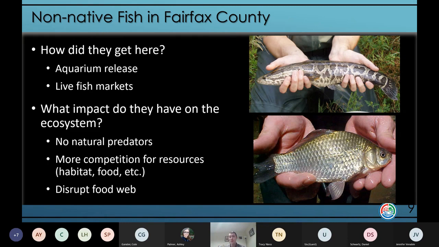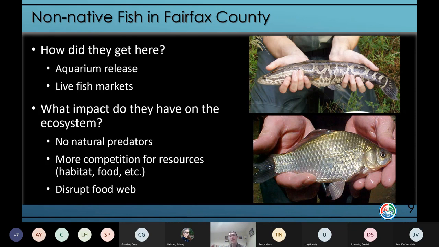The issue with non-native or invasive species is that they have no natural predators, so nothing is going to be eating these fish. They create more competition for resources. They're eating the same food that the other native fish might be eating, with no predators consuming them. So their population increases, there's more competition for food, and they also disrupt the ecosystem.